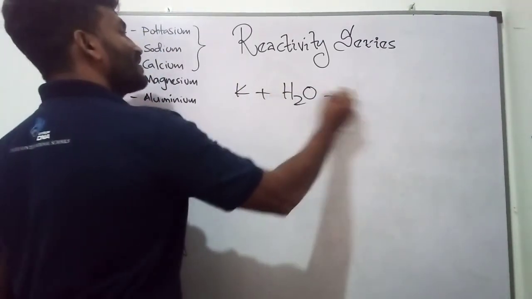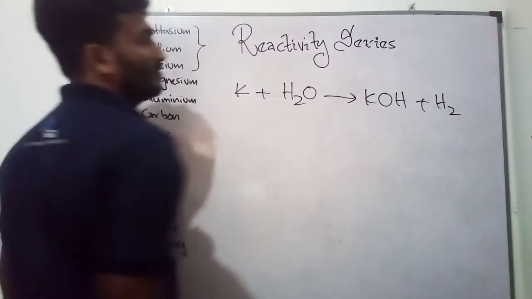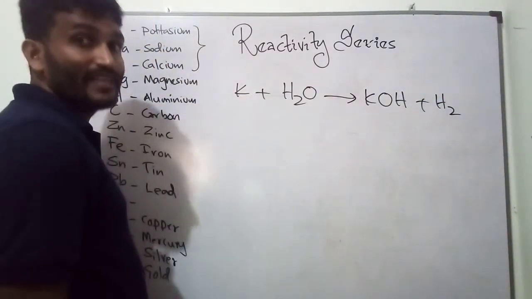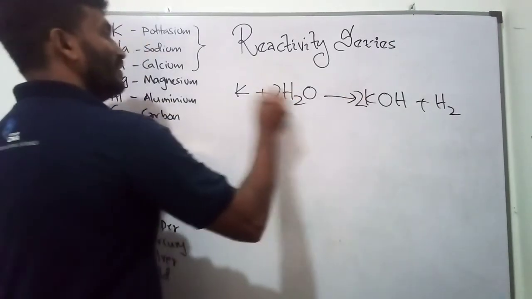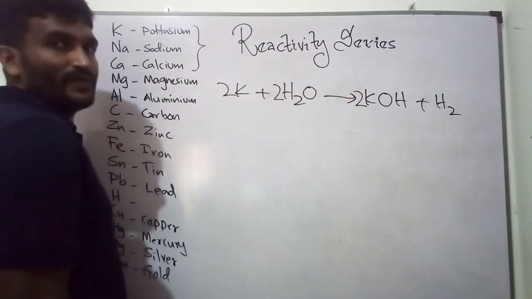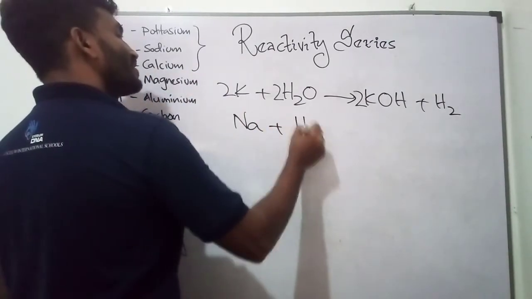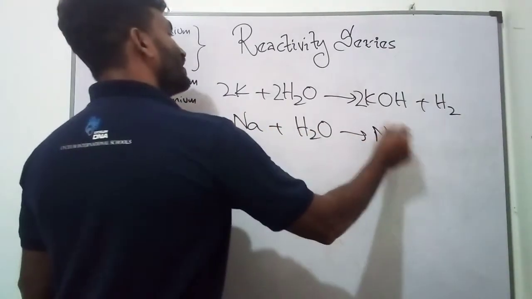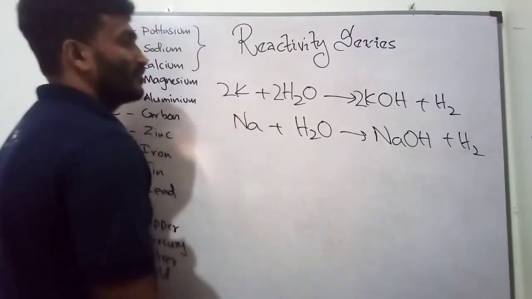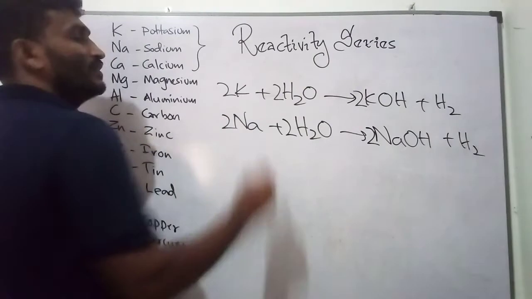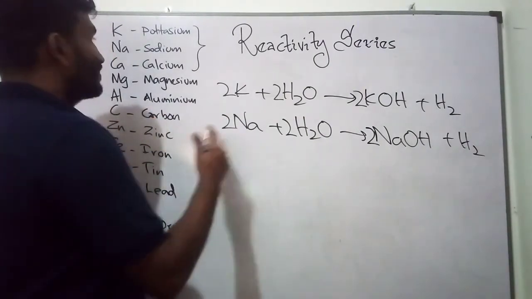K plus H2O gives KOH and H2, a hydroxide, alkaline solution, and hydrogen. To balance it, I can put 2 here like this. Now it is balanced. If I take sodium, we can do the same thing. Sodium with H2O gives NaOH, an alkaline solution, and hydrogen. To balance it, you can put 2 everywhere except that one. The last one, calcium.